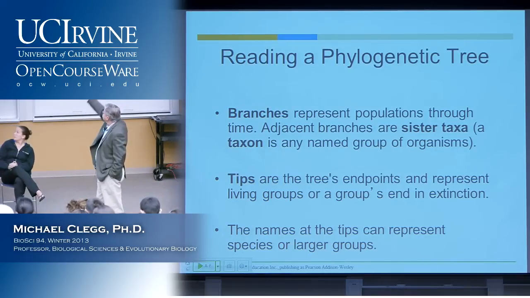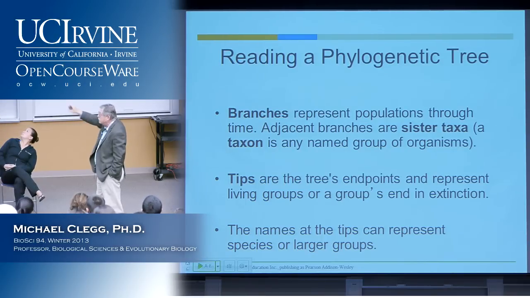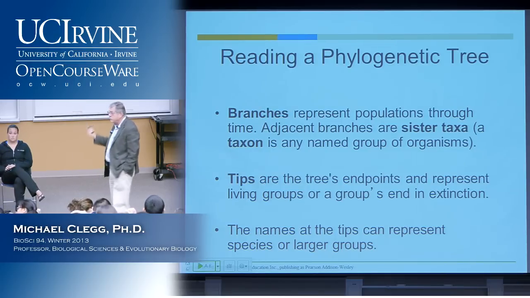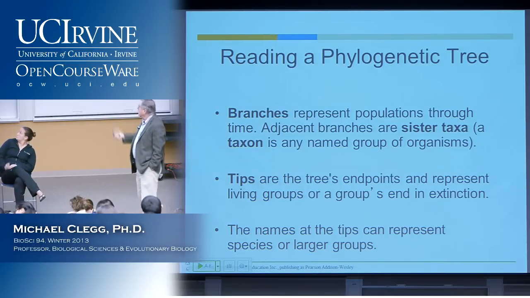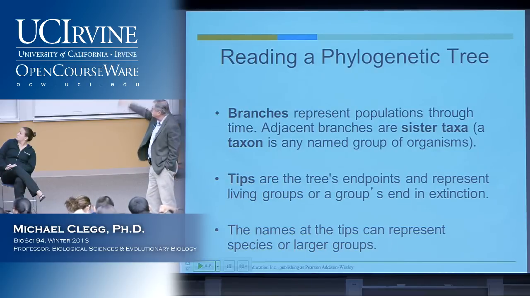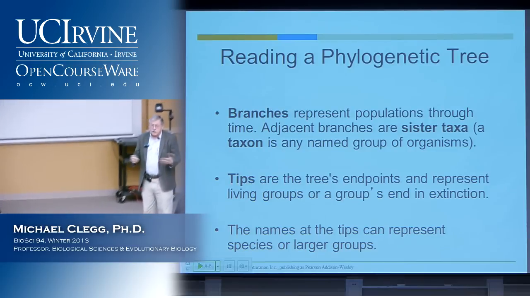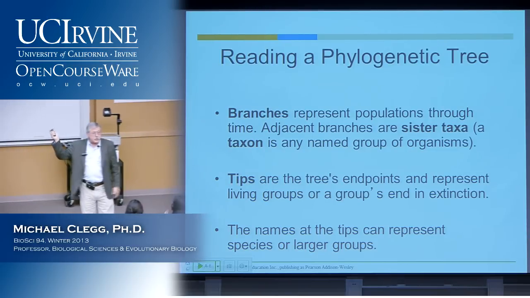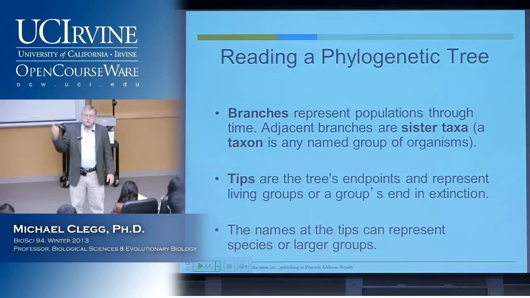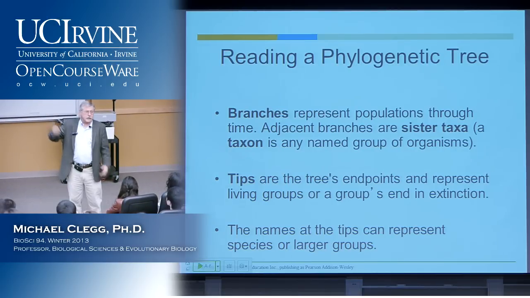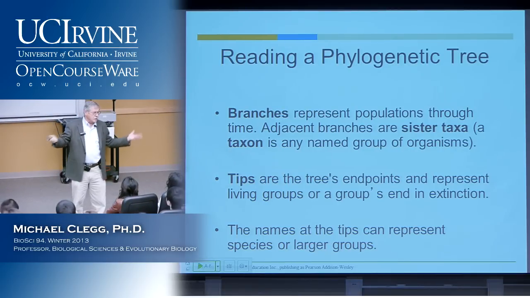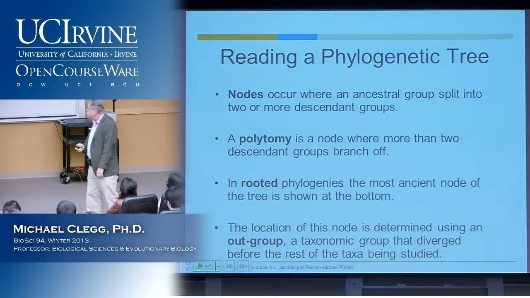So 2 adjacent branches are called sister taxa. Taxon on the end if it's singular. The tips are the end points. They represent living groups or groups that end in extinction. And the names at the tips may represent species or larger groups. They represented much larger groups than species in the picture I just showed you. It had plants and animals as endpoints.